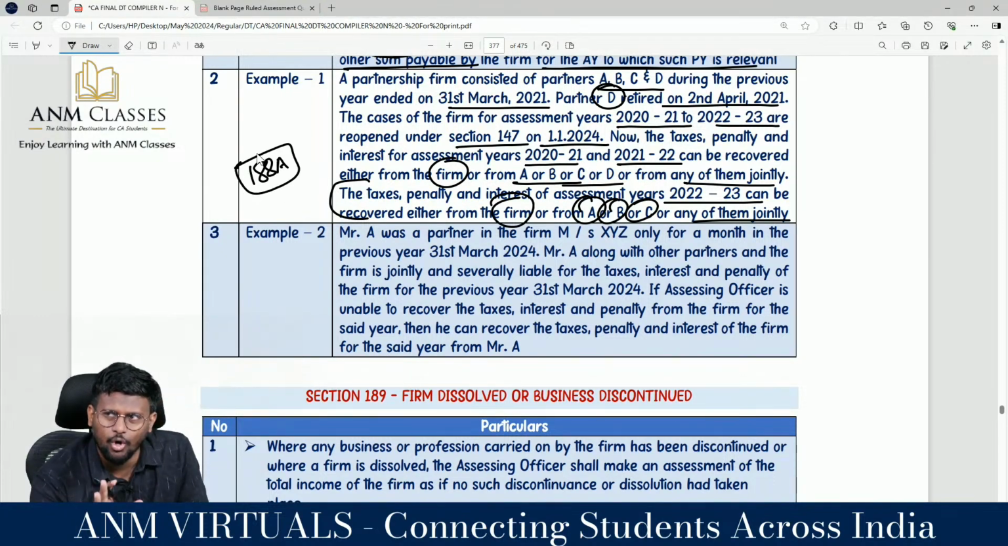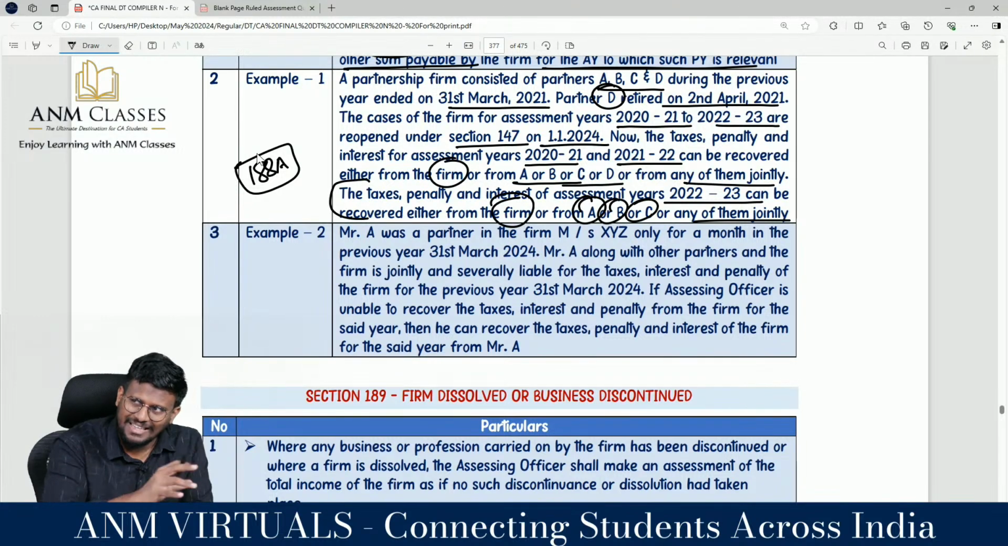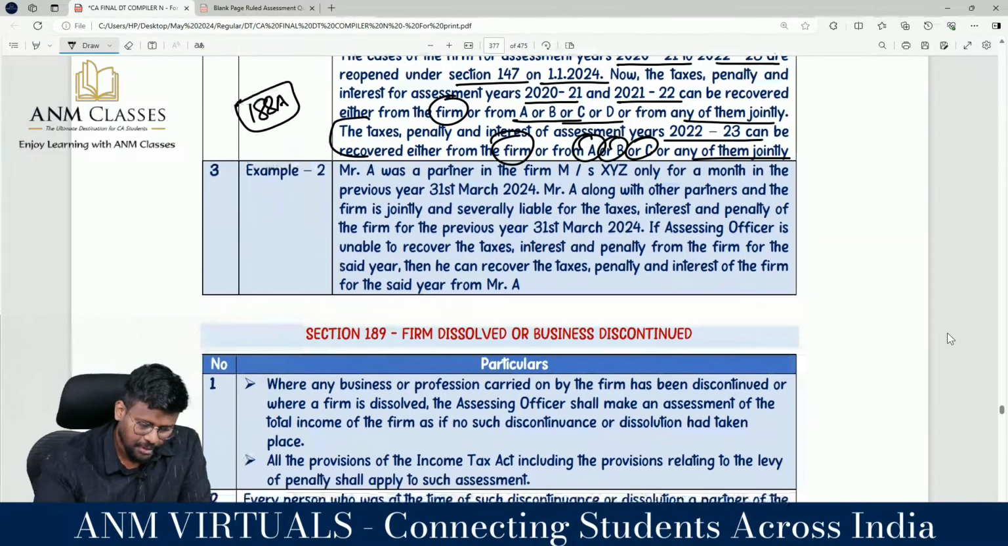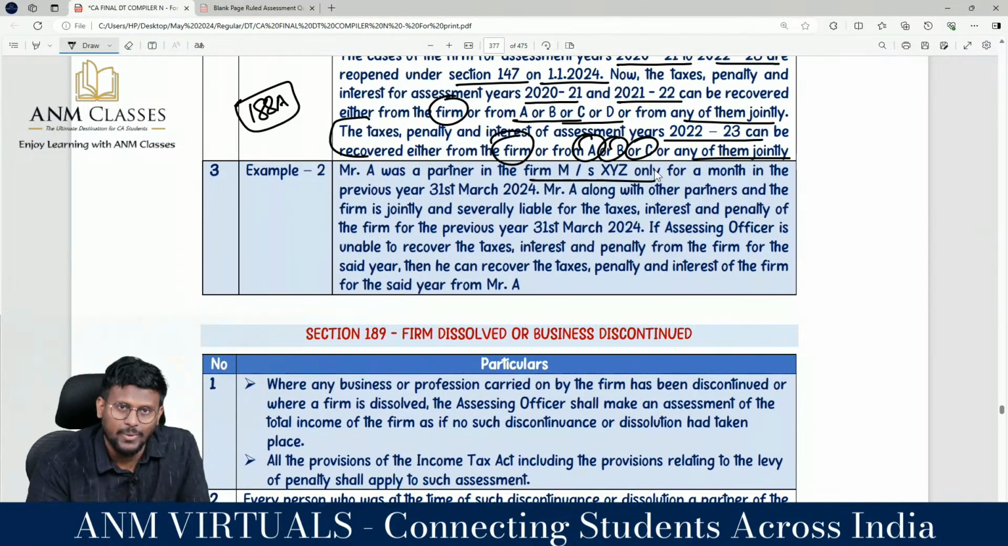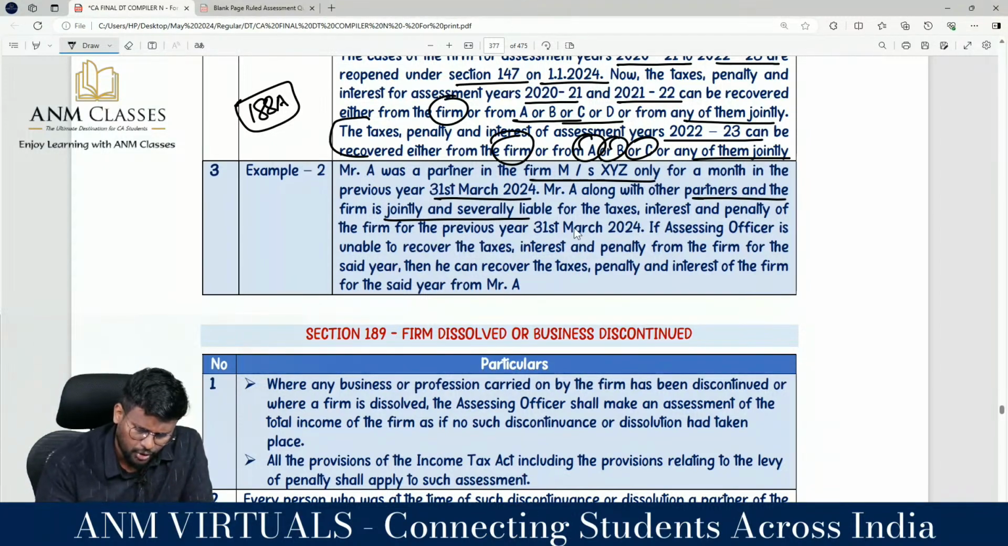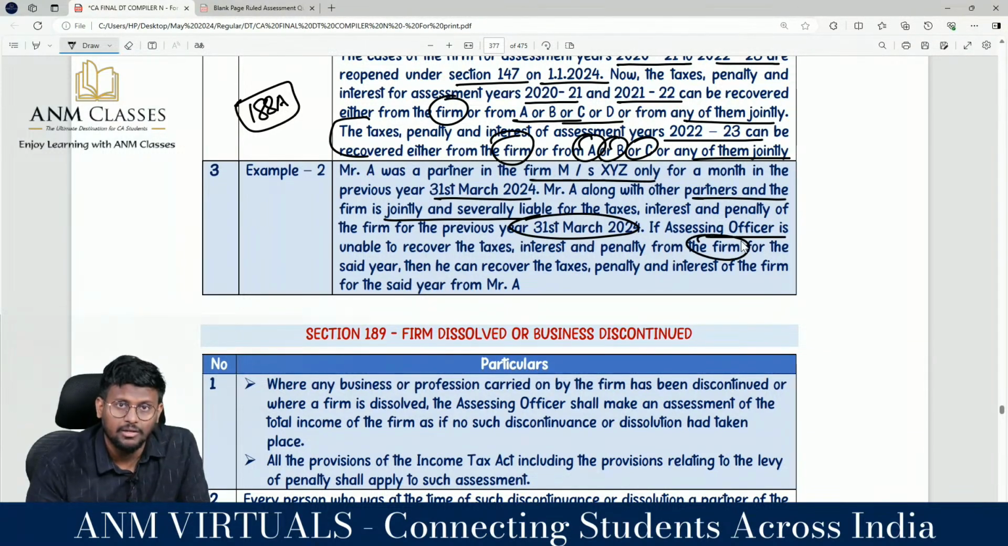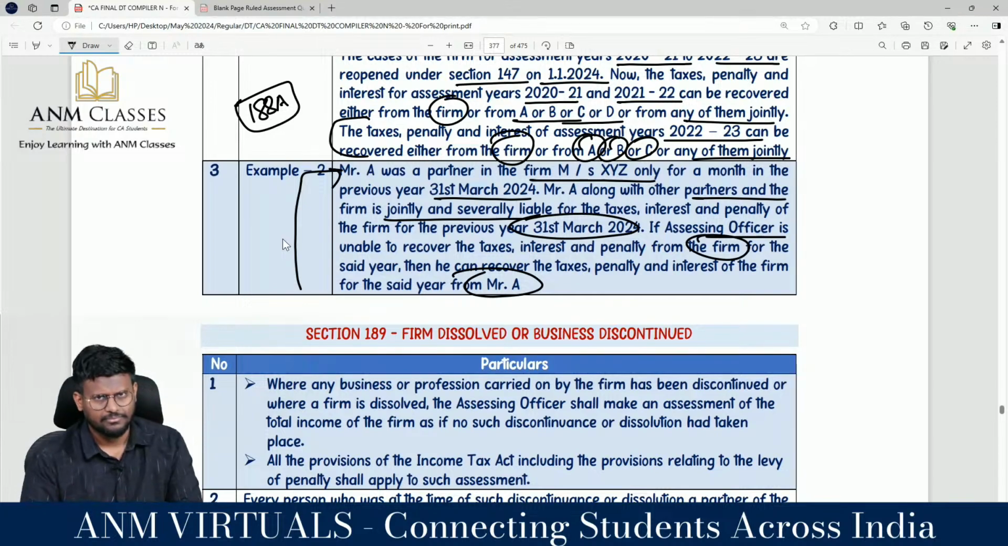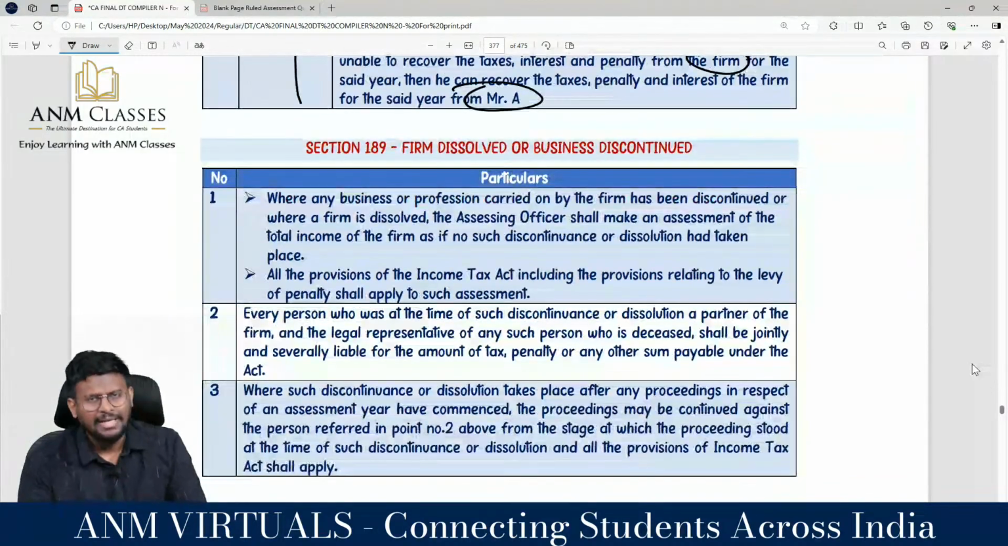Assessment may be passed only on the reconstituted firm, but tax will be recovered from all the partners who were the partners at the time this liability arose. Mr. A was partner in firm Mrs. XYZ only for a month in the previous year ended 31st March. That is enough. Mr. A along with other partners and the firm is jointly and severally liable for the taxes, interest and penalty of the firm for the previous year ended 31st March. If the AO is unable to recover the tax, interest and penalty from the firm for the said year, then he can recover them from Mr. A because he was a partner for one month. That's what section 188A is talking about.